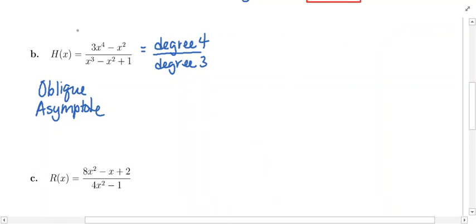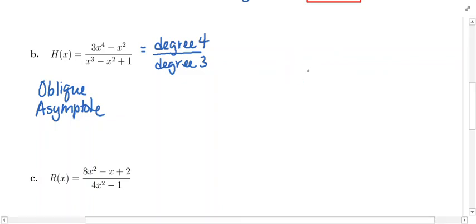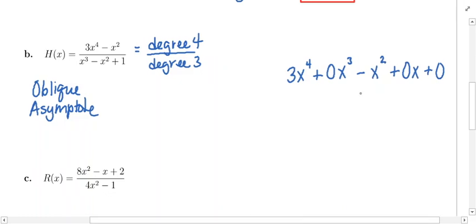When I look at the numerator, I am starting with the fourth power. You've got to put a placeholder if you're missing any of the powers of x. So here you're missing the third power, the first power, the constant. So this is how we're going to set it up. I've got 3x to the fourth. I'm missing the third power, so I'm going to put plus 0x cubed minus x squared. I'm missing the power of x, so I'm going to put plus 0x. And then I'm missing the constant, so I'm going to put plus 0. Got to put those placeholders or it will not come out correctly. We are dividing all of this by the bottom, which is x cubed minus x squared plus 1.